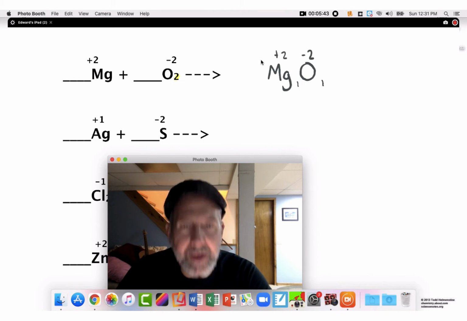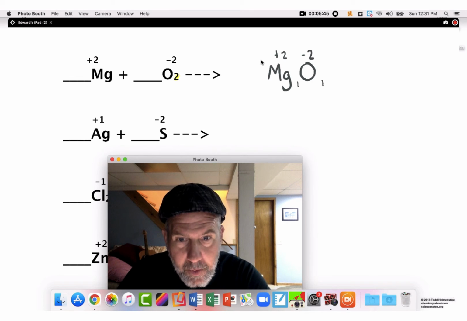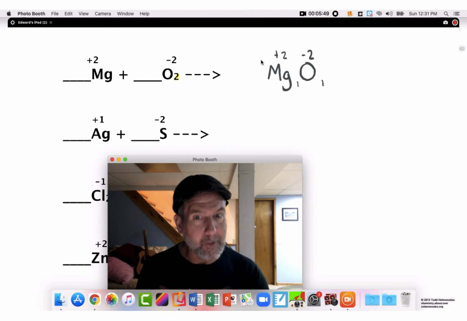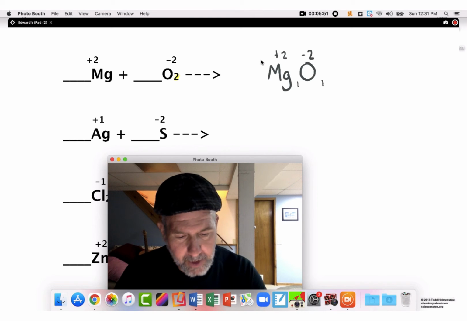Okay, going to balance. Now, the formula is correct. Once the formulas are correct, then we switch to balance mode. Balance mode are the big numbers that go in front. So let's start off with this 2 here.